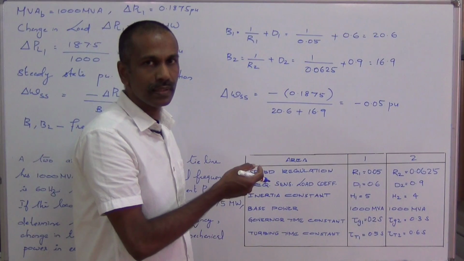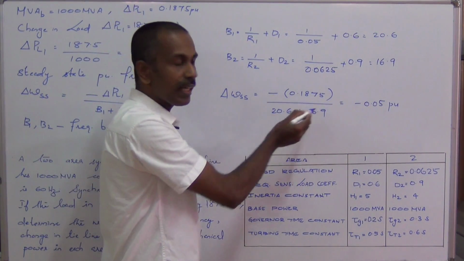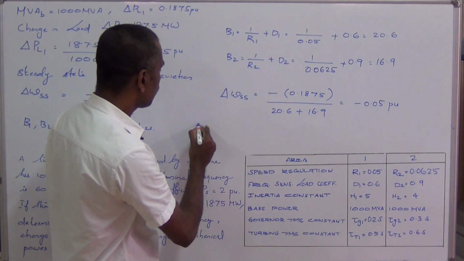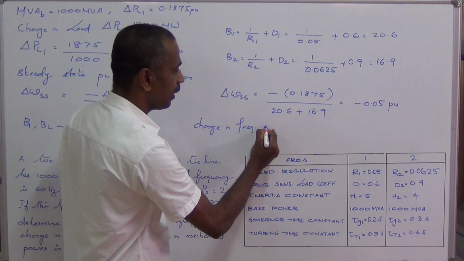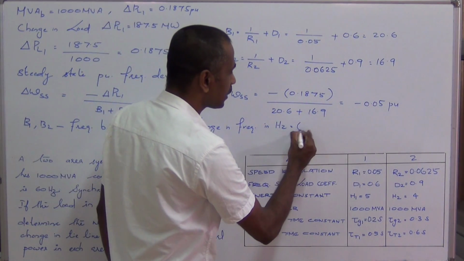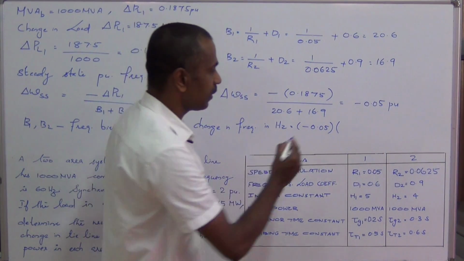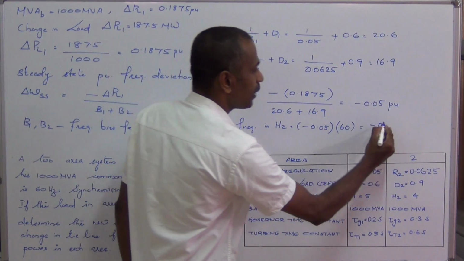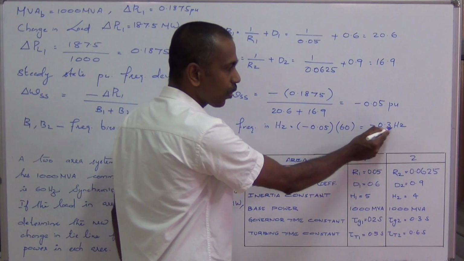Now let us find out the change in frequency in Hertz. This per unit change is the same whether it is in radian per second or in Hertz. The change in frequency in Hertz is equal to the per unit change, minus 0.05, into the nominal frequency, which is 60 Hertz, which is equal to minus 0.3 Hertz. So there is a change of minus 0.3 Hertz.